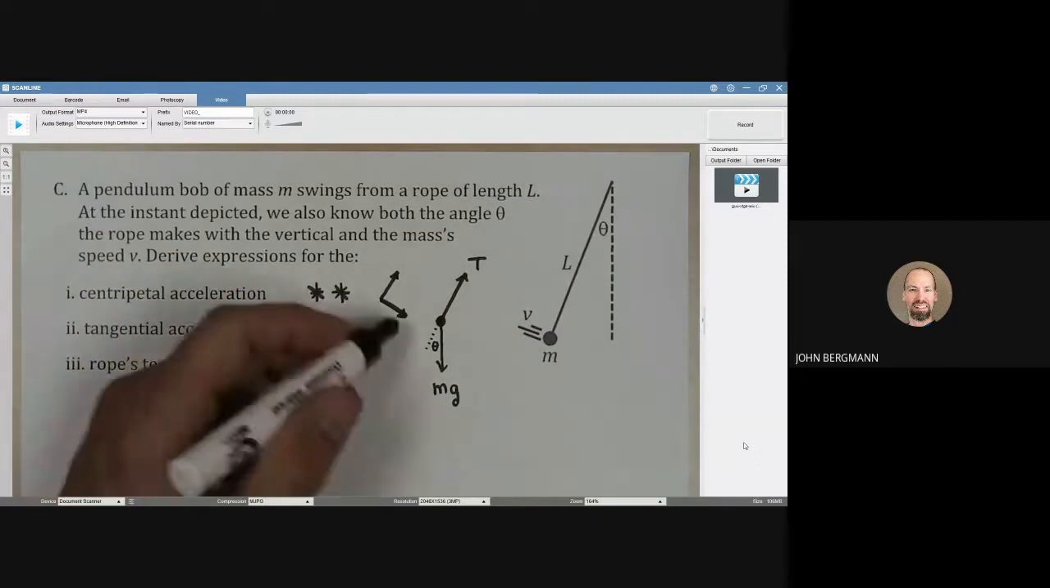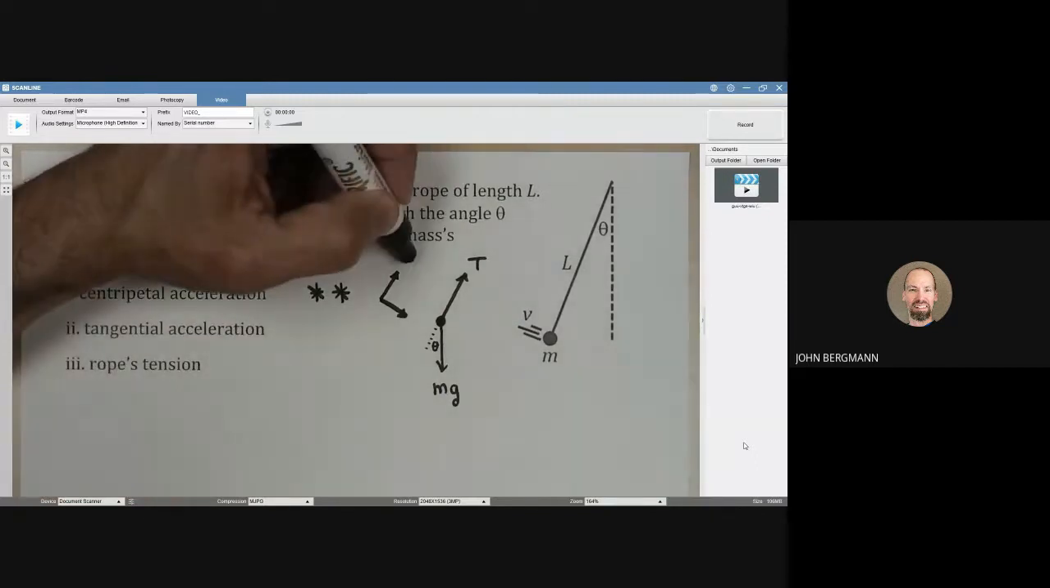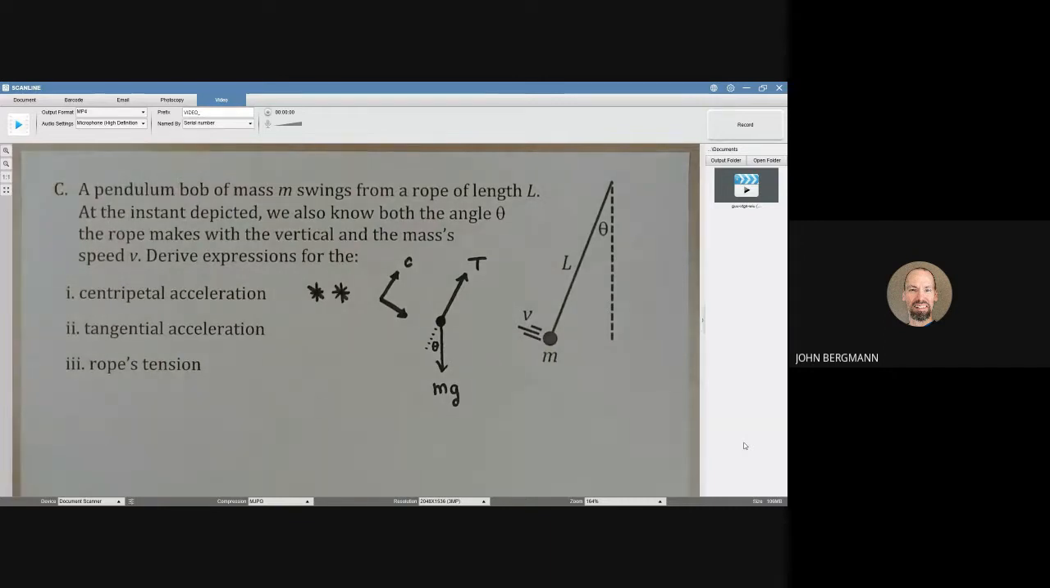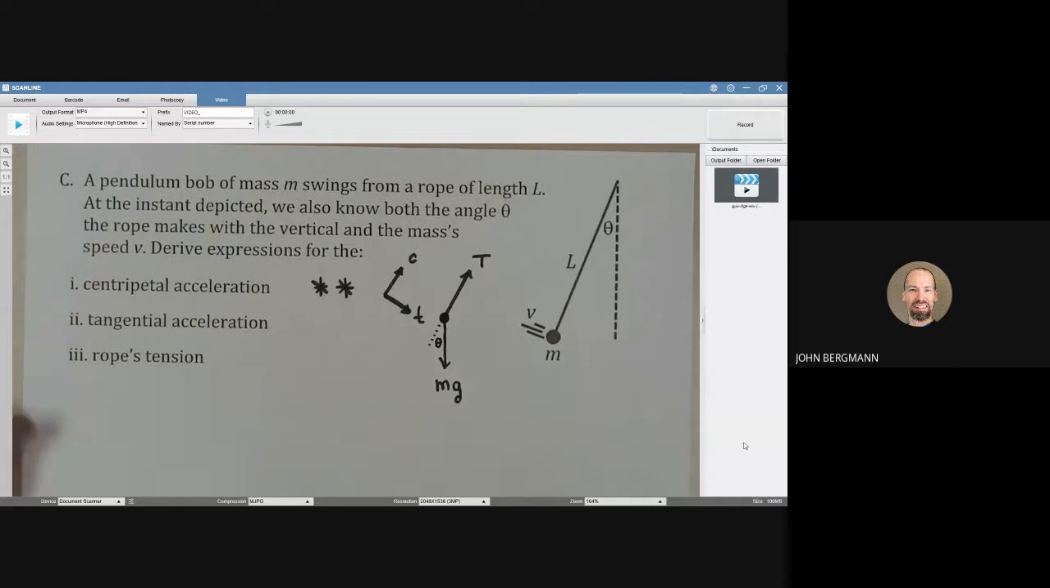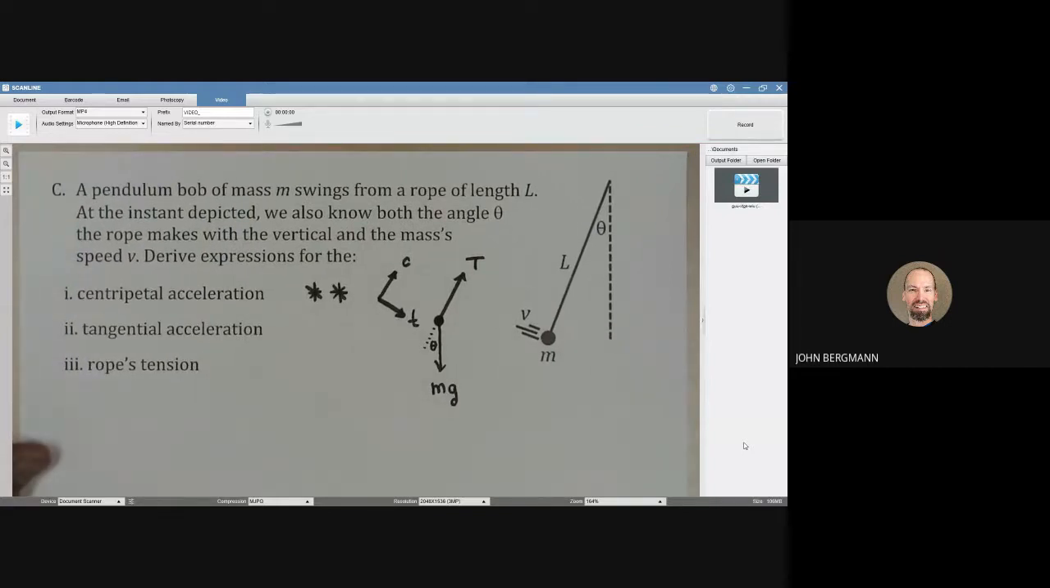Usually we call the axes x and y. You know what? I'm going off grid here. I'm going to say that that's the centripetal axis, and this is the tangential. How's that? You don't like it? I don't care. Okay.